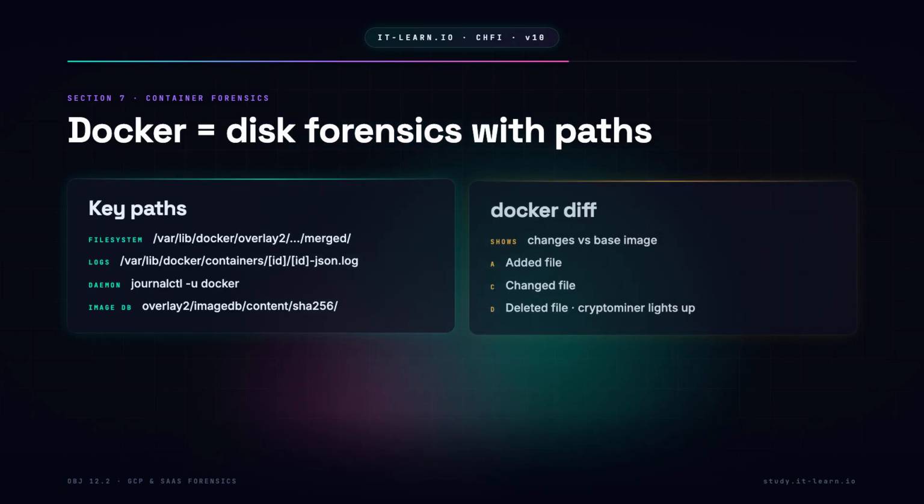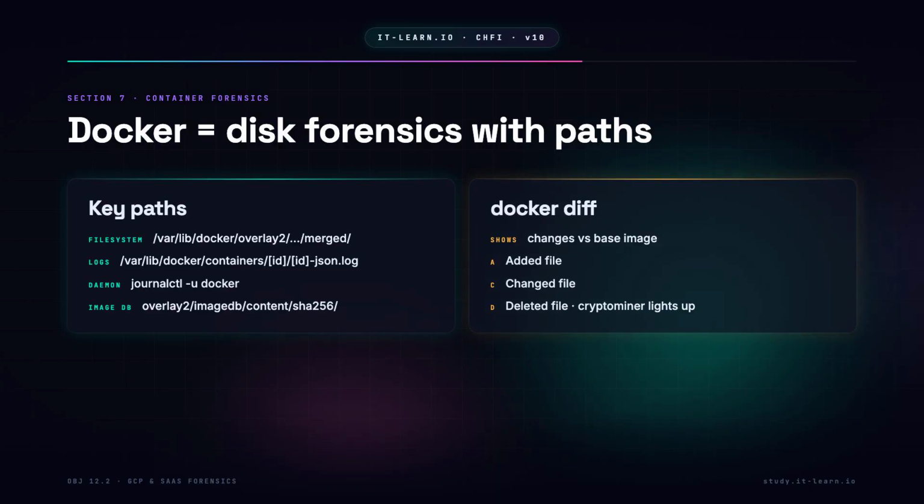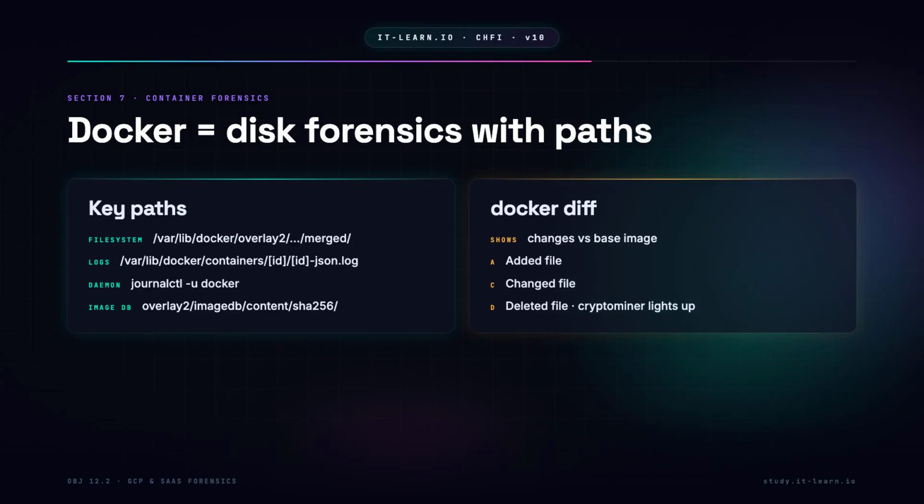The killer command: docker diff. It shows everything that changed inside the container versus its base image. A for added, C for changed, D for deleted. So when an attacker drops a crypto miner into a running container, docker diff lights it up instantly.